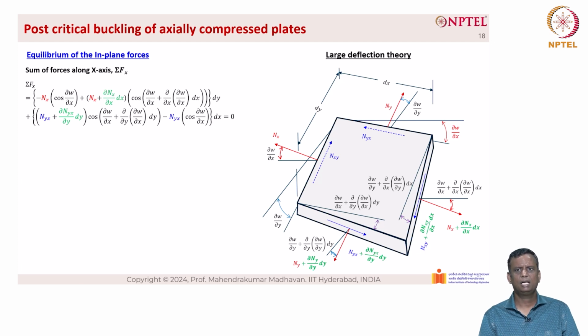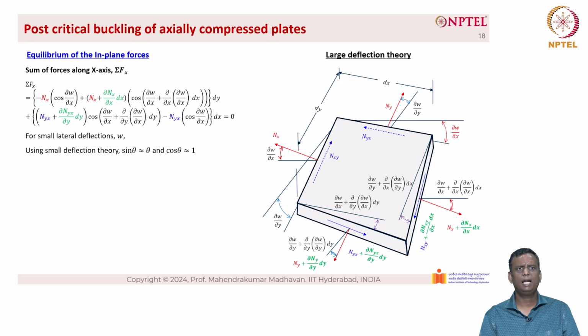You can see that at the bottom Nyx. So Nyx plus ∂Nyx/∂y into dy into cos of ∂w/∂x plus ∂/∂y of ∂w/∂x into dy. Again, we are taking with respect to the x-axis minus Nyx because it is acting in the direction opposite to the direction of the axis that we have taken. So minus Nyx into cos of ∂w/∂x into dx is equal to 0.